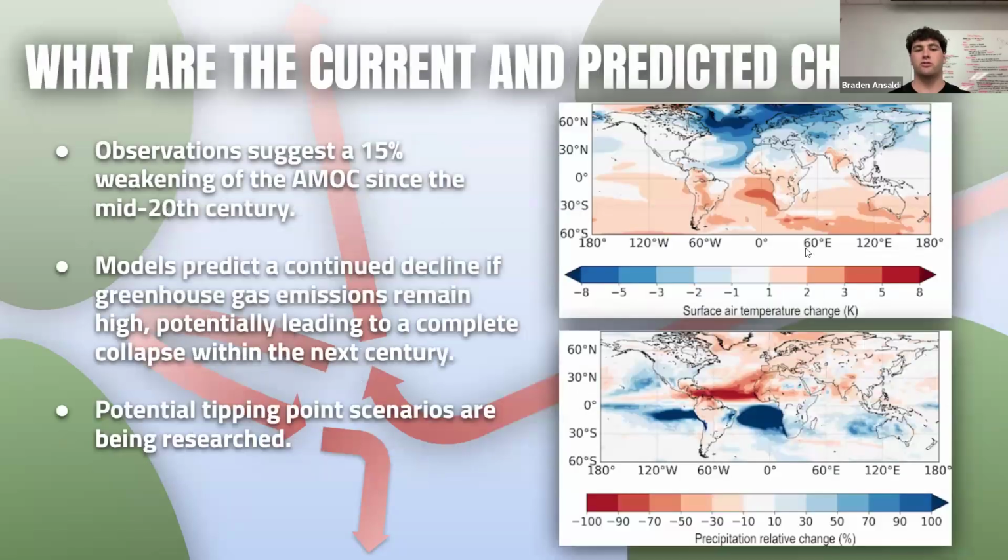Historically, we've already seen a measurable slowdown. Research suggests that the AMOC has weakened by about 15% since the 1950s. That may not sound like a lot, but for such a massive system, it's significant. Climate models predict that if greenhouse gas emissions stay high, the AMOC could continue declining and possibly collapse entirely within the next 100 years. This kind of tipping point, where a system moves to a new state and can't return, is a major concern in climate science. The visuals here show how a weakened AMOC would lead to drastic surface air temperature changes and shifts in precipitation around the globe. For example, some regions might experience extreme drought while others could see persistent flooding. The consequences wouldn't just be regional, they would be planetary.